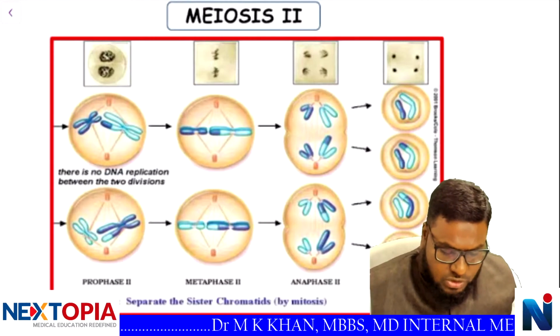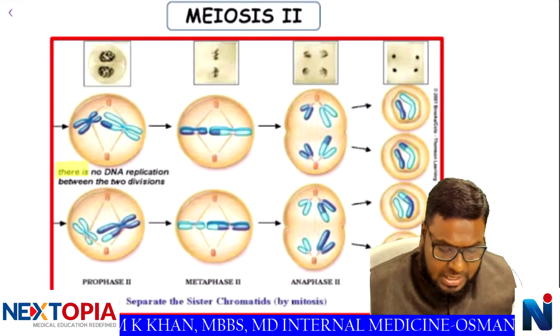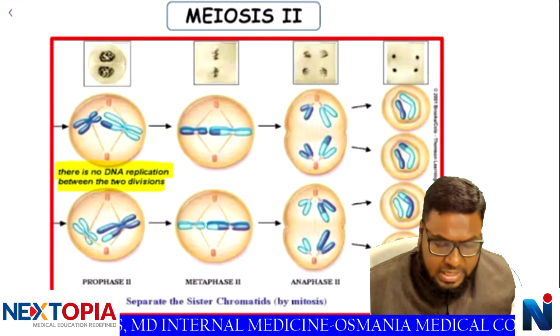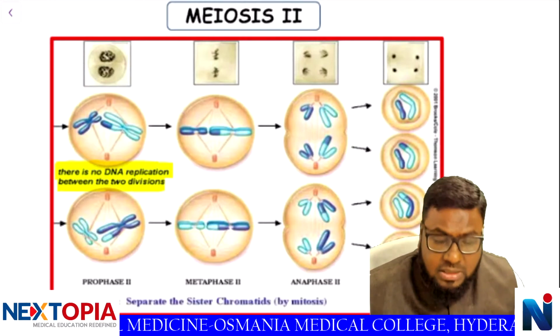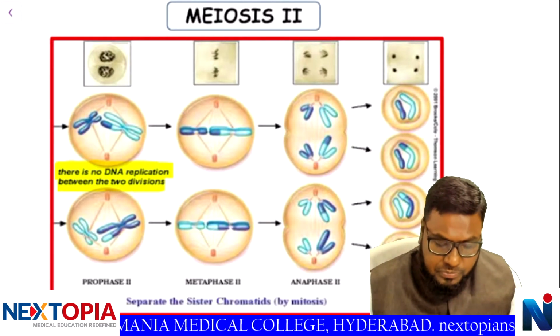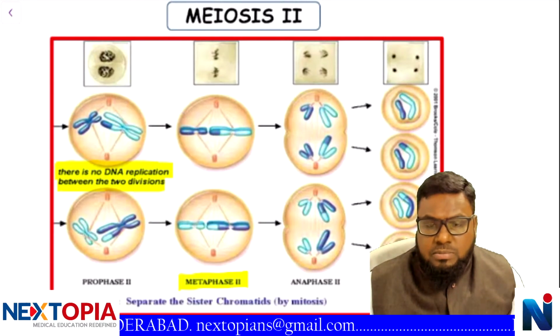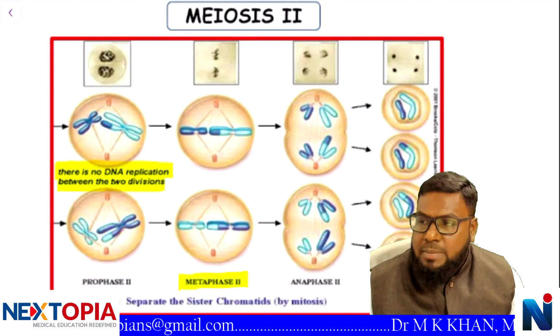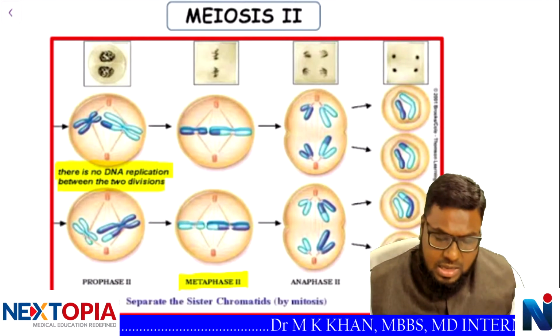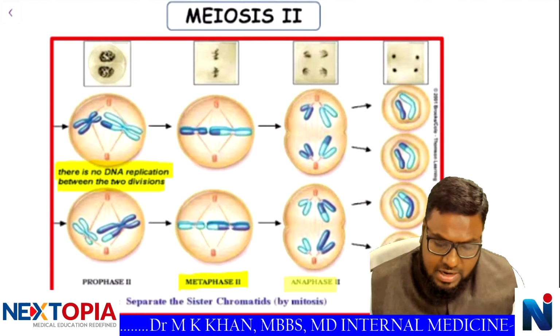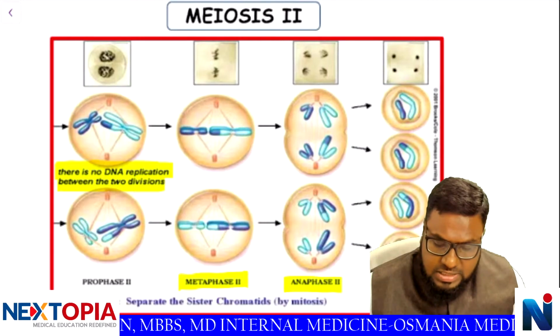In prophase 2, there is no DNA replication. Please remember this point. There is no DNA replication, whereas in prophase 1, there was DNA replication. Then metaphase 2, same, the chromatids will come to the equatorial plane, and after that division occurs in anaphase 2 and 4 daughter cells are formed.